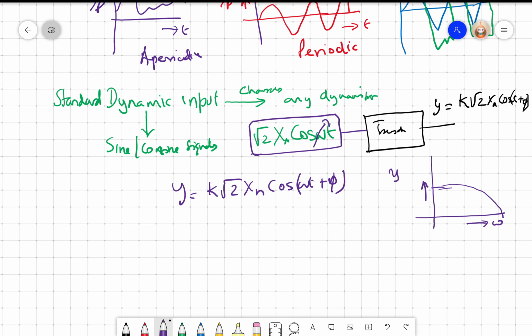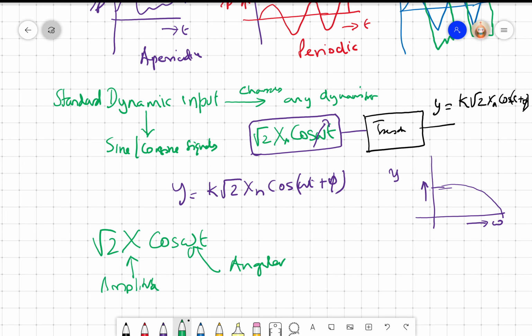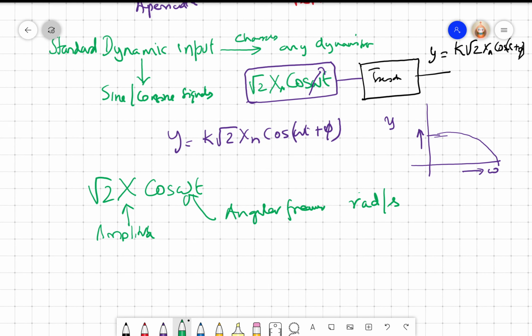Okay. So if I look at this signal, root 2 x cos omega t, we call this the amplitude of the signal. This is the angular frequency given in radians per second. And from our circuit theory, we also know omega equal to 2 pi f, where f is the frequency given in hertz or cycles per second, and time T equal to 1 by f is known as the period of the signal.